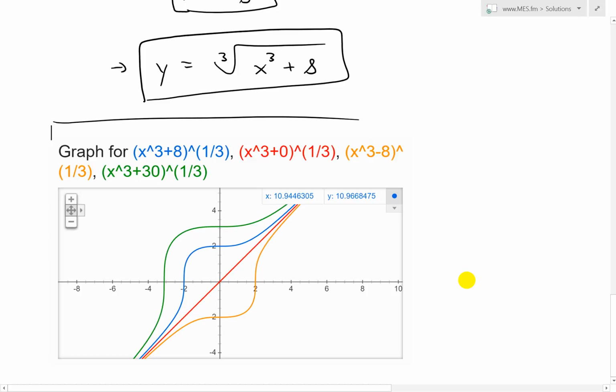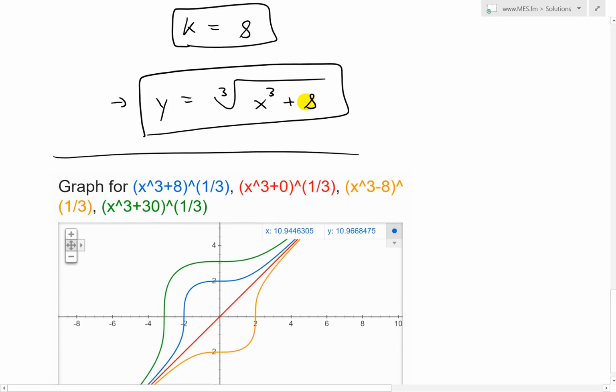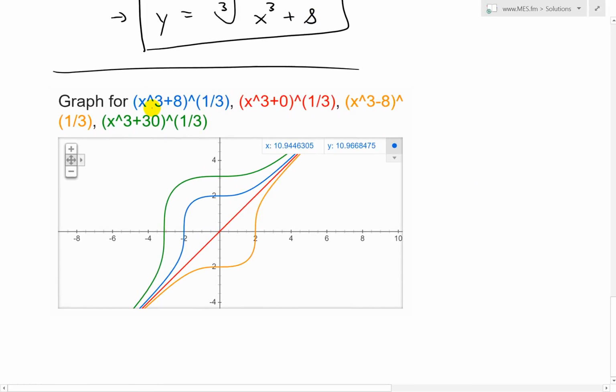This is for different values of k. The one that we just solved right here is in blue: x cubed plus 8, all to the power of 1 over 3. So that's this part right here, that's k equals 8. And in this green right here, that's when k equals 30. And then the straight line across, that's when k is equal to 0. That's the red. So this is k equals 0.